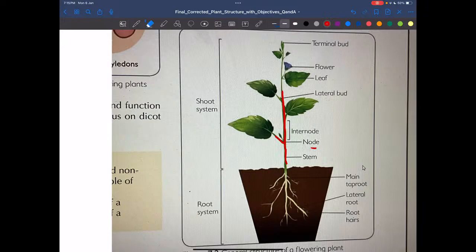So as you see, this is a node, this is a node, this is a node, this is a node, this is a node, okay? So all of these are nodes, and the distance between two nodes is going to be called what? Internode. Okay? And we can also have a terminal bud.